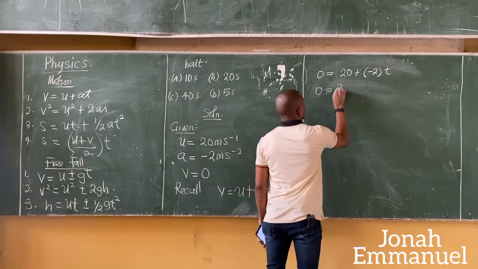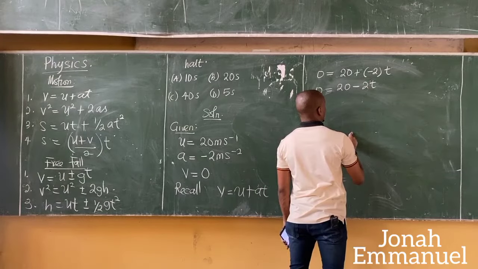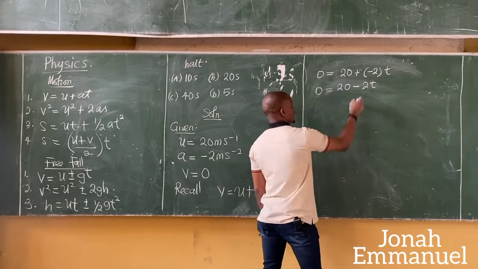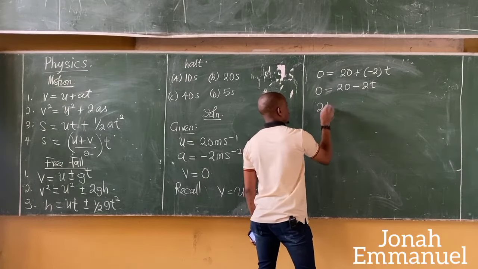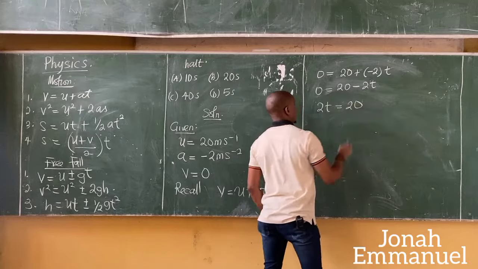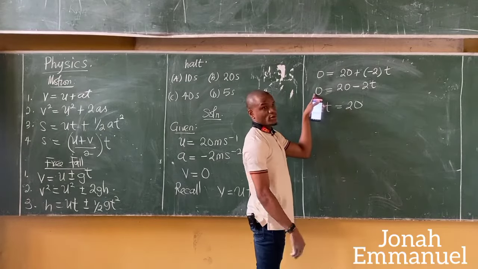0 is equal to 20 plus minus 2T. Move this all. Try what you're going to move. Move plus, move minus 2T over here, because of there, plus 2T. It's equal to what there? 20, alright? So minus 2T comes in the constant there, plus 2T.